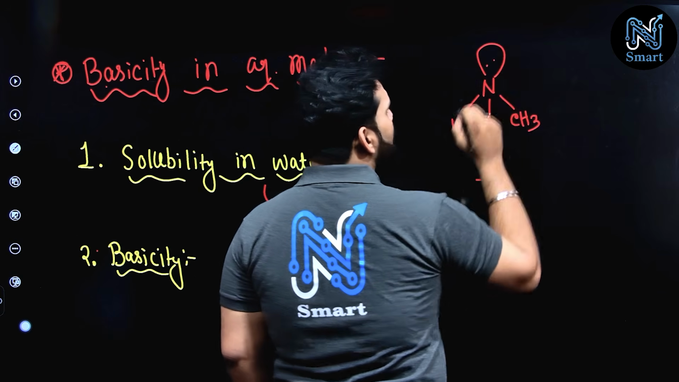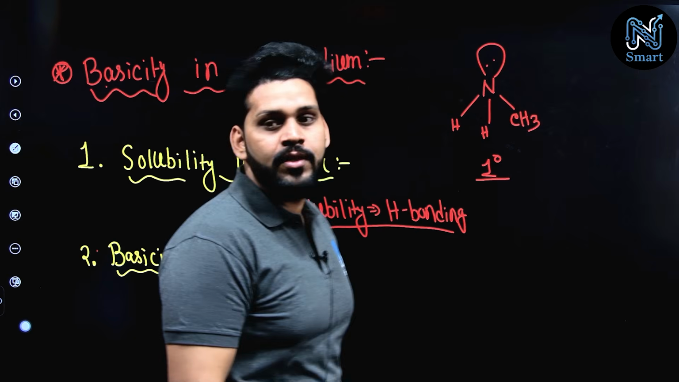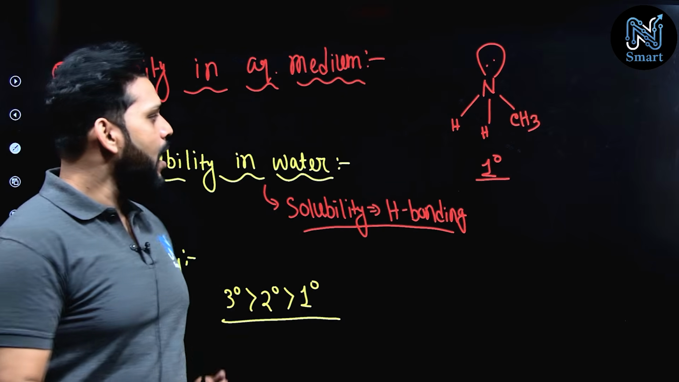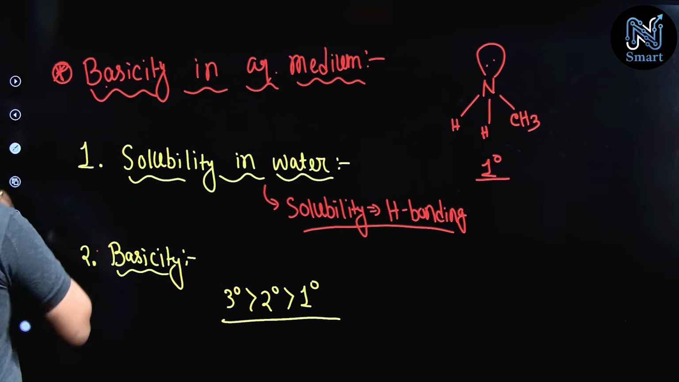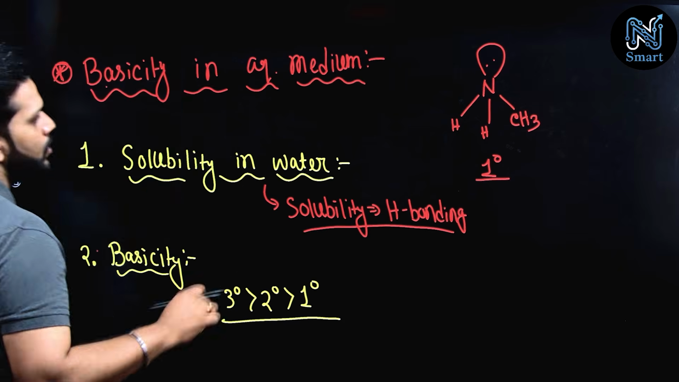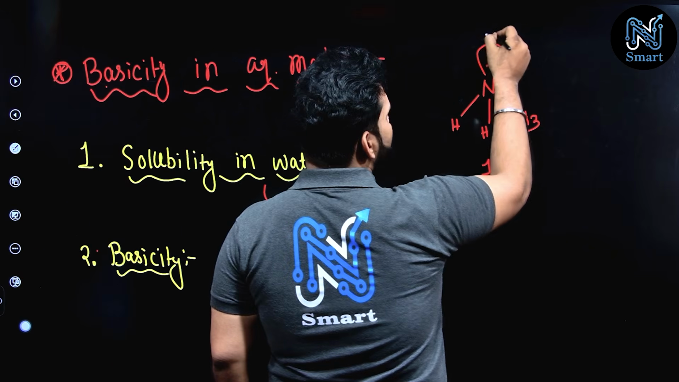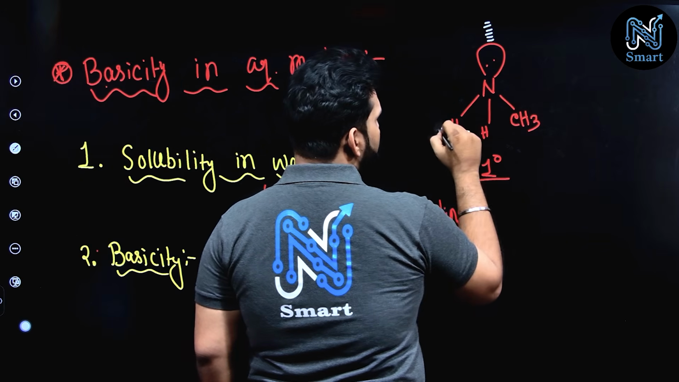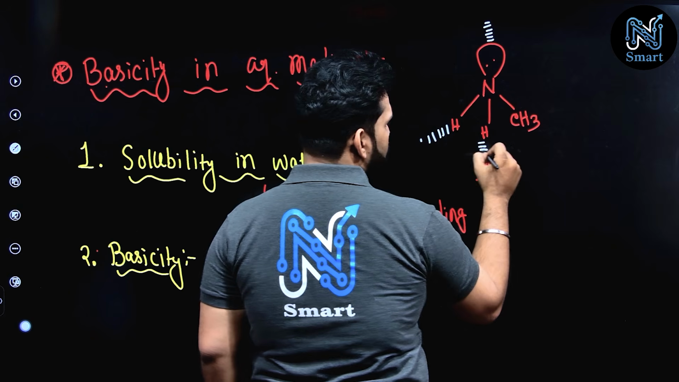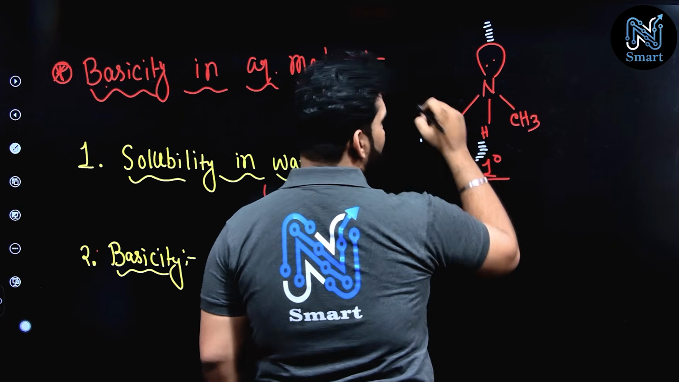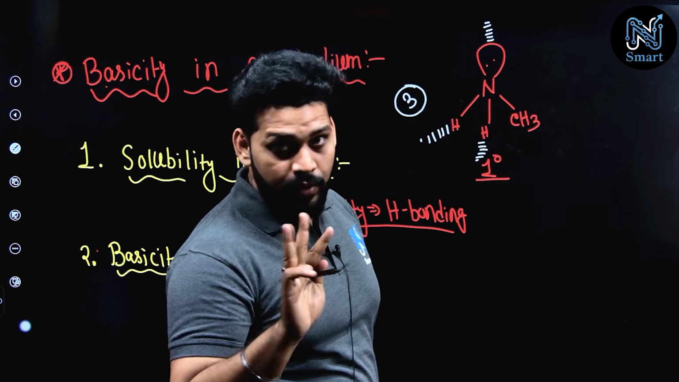Can you tell me how many hydrogen bonding centers are there? Pause this video and give it a try, everyone. How many hydrogen bonding centers do you see? Okay, see, 1 center from the lone pair, 1 center from this hydrogen side, 1 center from this hydrogen side. So how many hydrogen bonds can it make, guys? 3. Correct?